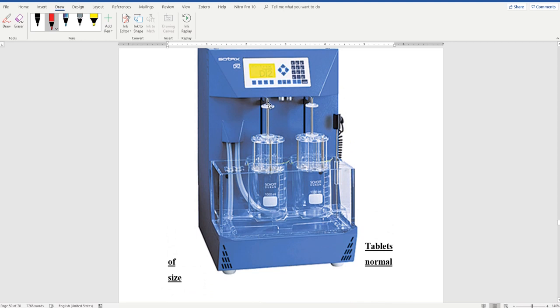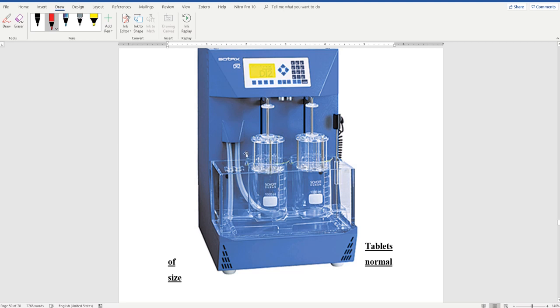Now, so you put 6 tablets. Then you operate for, let's say, 15 minutes for uncoated tablets. You look at the condition, and then you decide whether all tablets have disintegrated or not. The speed, or the cycles per minute, meaning how many times it goes down and then up, down and up, down and up, how many times per minute? It goes at about 29 to 32 cycles per minute.